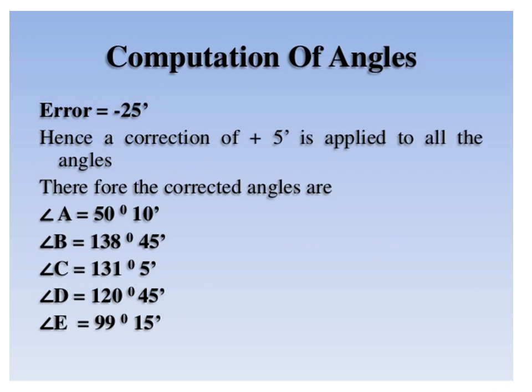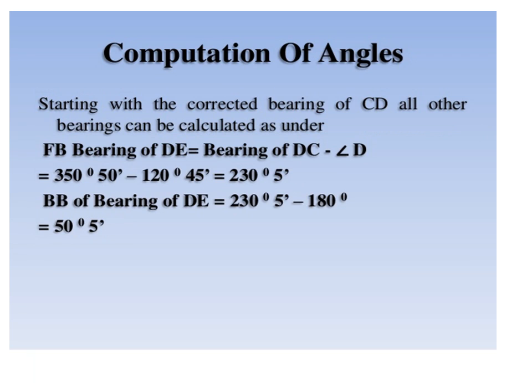So in this slide we are going to see how to distribute the error. Since the error is negative, we have to apply the correction positive. So we have to add 5 minutes to the calculated angles. So therefore angle A equal to 50 degree 10 minutes, angle B equal to 138 degree 45 minutes, angle C equal to 131 degree 5 minutes, angle D equal to 120 degree 45 minutes, and angle E equal to 99 degree 15 minutes.